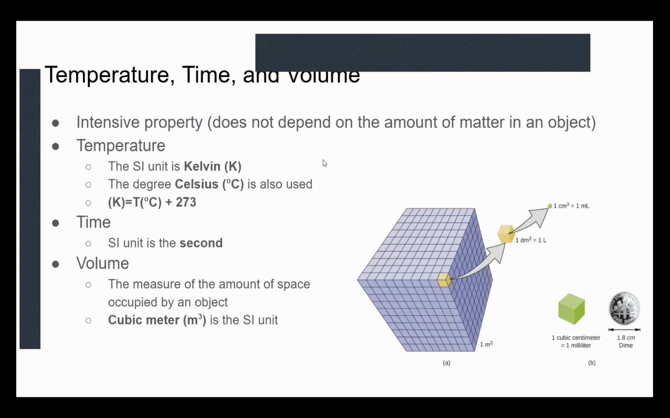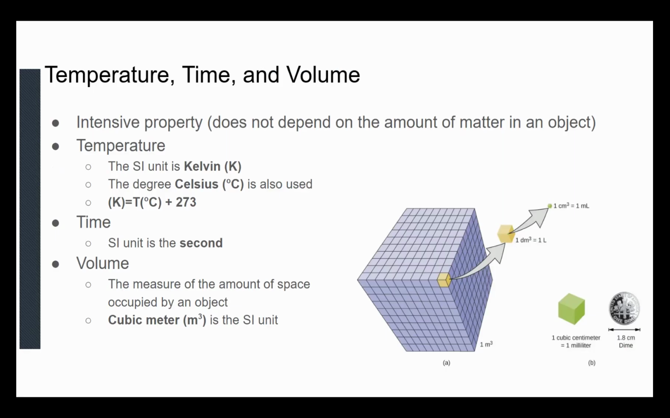There are things called intensive properties. You have intensive properties and extensive properties. Intensive properties don't depend on the amount of matter in an object. The properties are there regardless. The extensive properties depend on the amount of matter in an object. So intensive properties such as temperature, time, and volume don't depend on the amount of matter in an object.